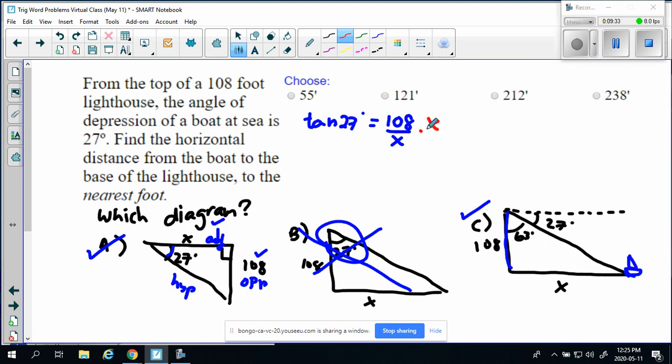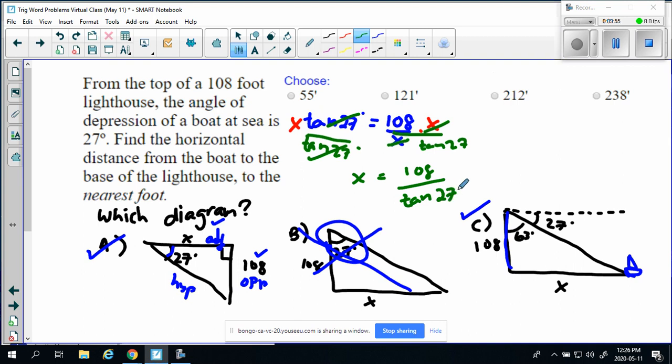Well, if x is in the bottom, you have to multiply both sides by x to get it in the top. But then x is still not isolated, so you have to divide both sides by tan 27 to get it isolated. So then x is equal to 108 over tan 27. No wonder it was taking you guys so long, because this one has an extra step. So type 108 divided by tan 27, and I am getting x is equal to 211.96, which rounds to 212.